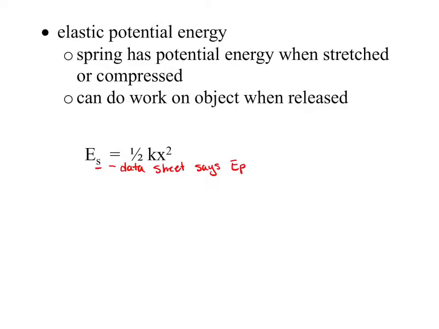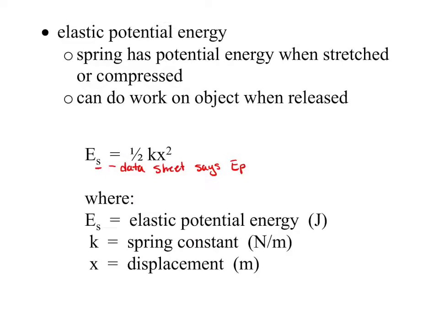So it actually has two EPs on there. Remember, they're not the same thing. I can't just make one equal to the other because spring potential energy is different than gravitational potential energy. Okay, so just a little note there. Okay, so that's equal to 1/2 kx squared.